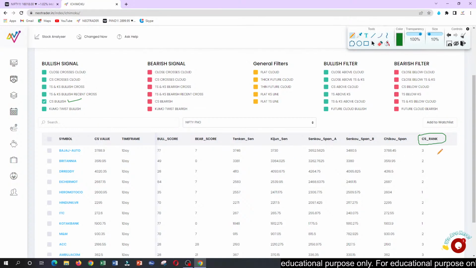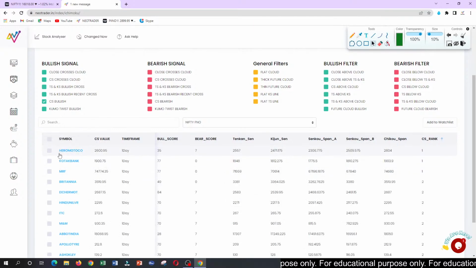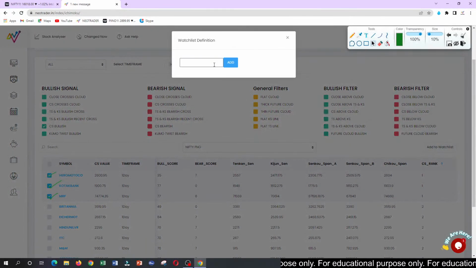And what I want to do here is pick out those stocks that have a rank of 1. So all the stocks that have a CS rank of 1 are more bullish compared to the other stocks out there. So that is what I want to filter, right? And I can do that very easily if I just click on top here. I've got the names of all the stocks that are in rank 1. So I think the most bullish stocks out there right now are Hero, Kotak Bank and MRF. So I select all of these like this, I go to add to watch list here, I create a watch list and I call this my bullish list. Okay.